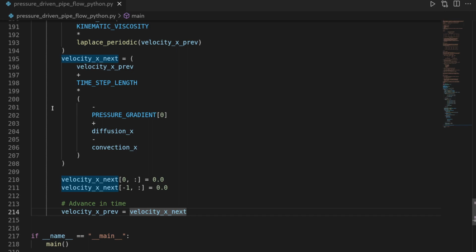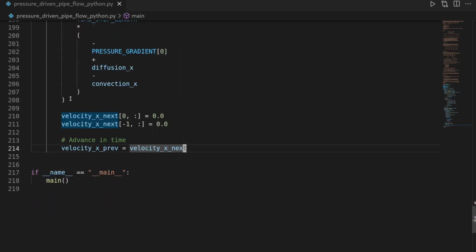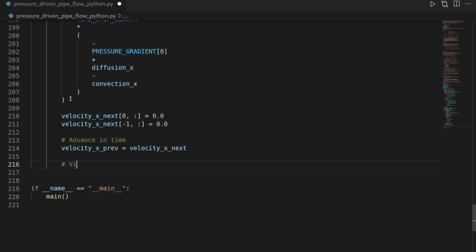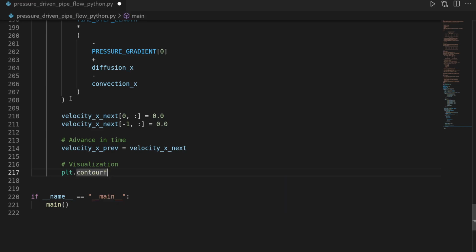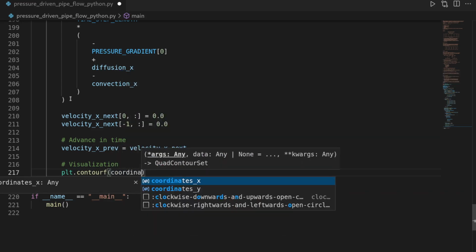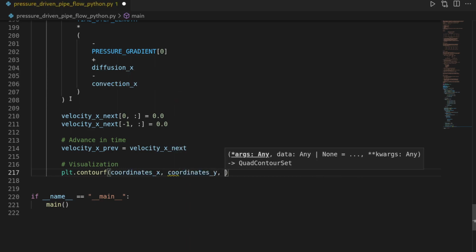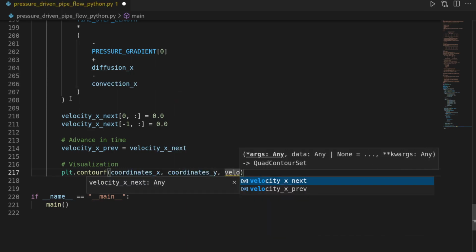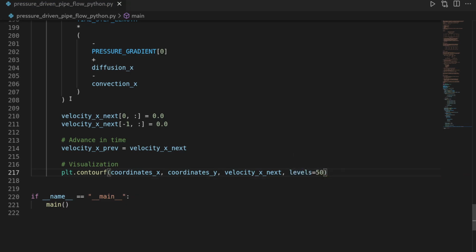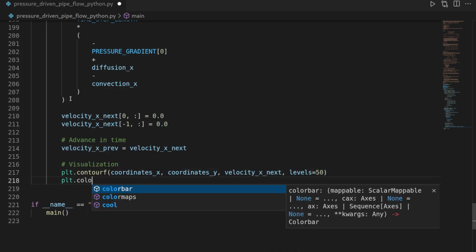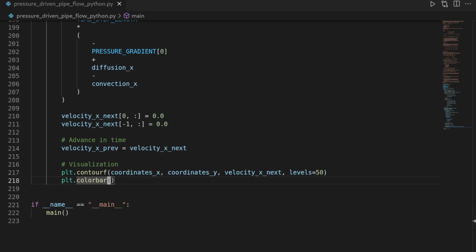Now we can interactively visualize our results. So for this, I will just say visualization. And for this, we will use a contour plot. I will use contourf here and say we have the coordinates in x, the coordinates in y, and then we want to plot a contour plot of the velocities in x direction, so that we see how the distribution of those are over the domain. And I want to use 50 levels in order to make that smooth. I will then activate the color bar to see what color refers to which velocity.